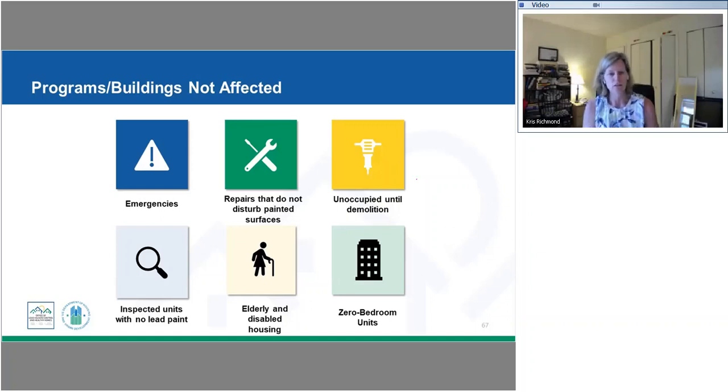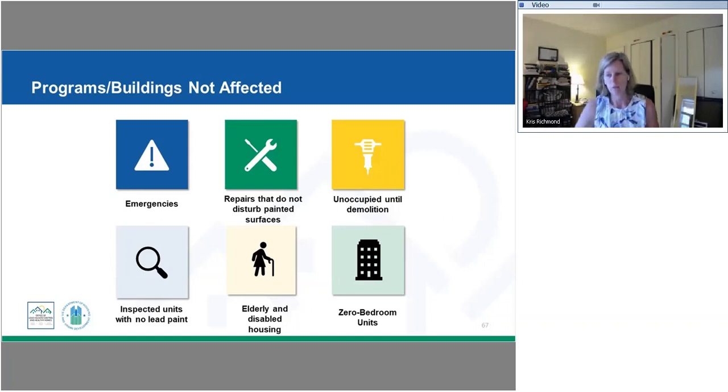Also, a lot of questions about, I'm not touching any paint. Do I still need to apply the lead safe housing rule? You can see this green box with the 2 tools. It's exempt. Repairs that do not disturb paint surfaces, we are not having to follow the lead safe housing rule. Okay? So, again, it's exempt.